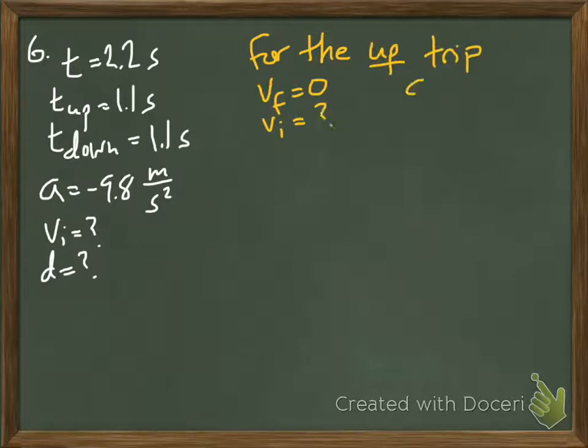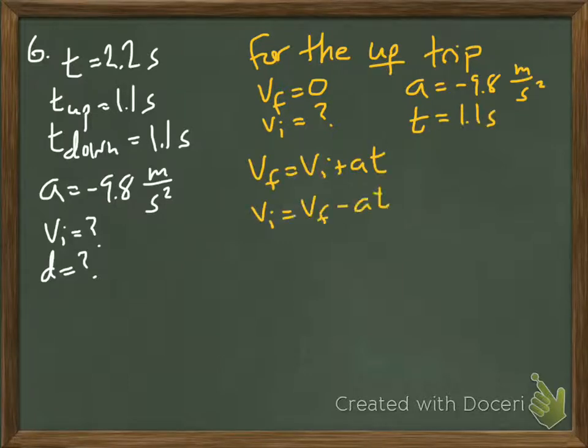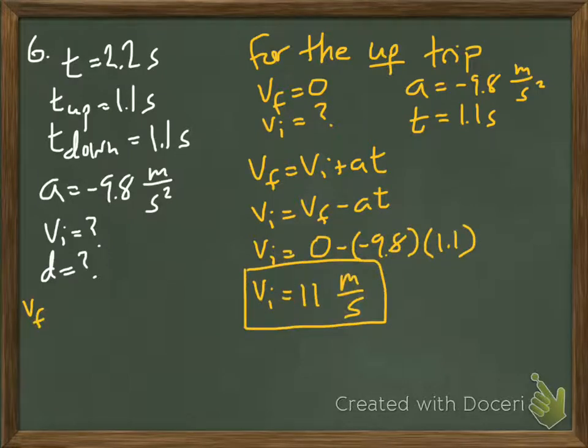So let's write down some variables. Just for the up trip alone, we know that the velocity at the end is going to be 0 because we're going up, so we're going to finish at that high point where we're at 0. The initial velocity is unknown. We do know the acceleration, and we do know the time. So we can use this equation. We can rearrange it to solve for initial velocity, and then we can plug in our numbers. So now we have the initial velocity just for that up trip.